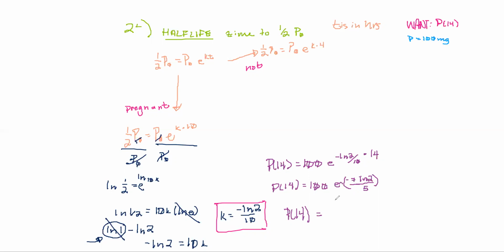I don't get how you got that -7 divided by 5 with that 14. Oh. Like, how does that work?